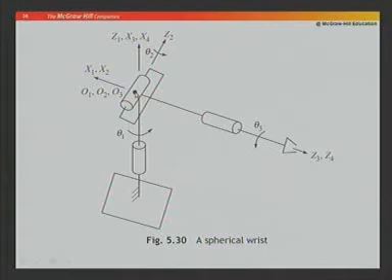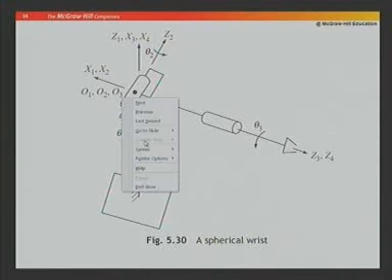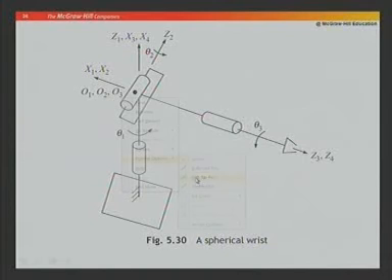Theta is the angle between x 1 and x 2, as I told you in the previous case. As the first joint moves, this x 2 will come here. So, this will become the new x 2 position. Then this will become theta 1. So, it is a joint variable. So, theta 1 is a joint variable.